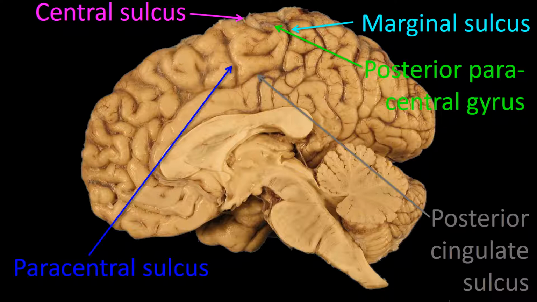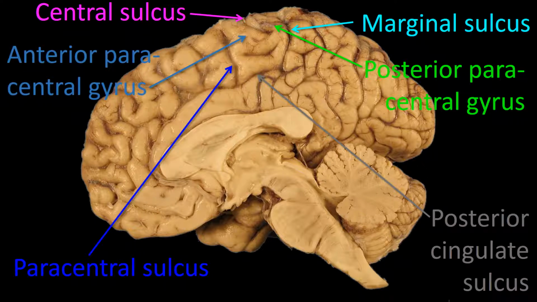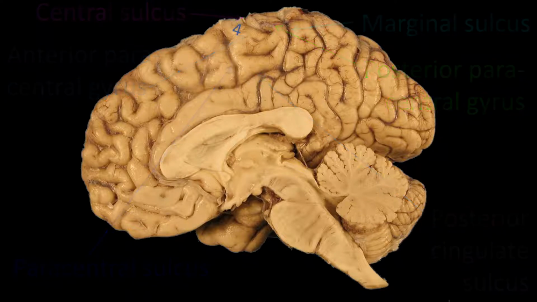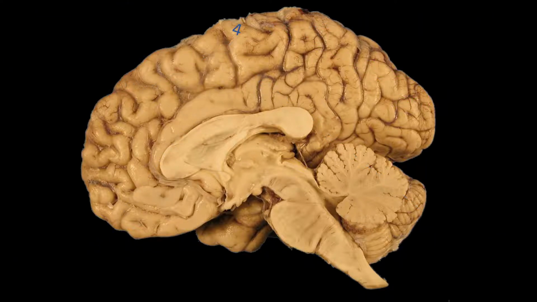Behind the central sulcus, we find the posterior paracentral gyrus. And anterior to the central sulcus, we find the anterior paracentral gyrus. The anterior paracentral gyrus corresponds to Brodmann area 4, and the posterior paracentral gyrus corresponds to Brodmann areas 3, 1, and 2.